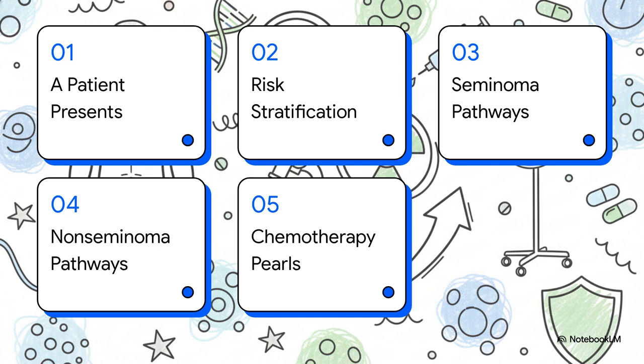So, here's our game plan. We're going to follow a patient case right from the beginning, figure out their risk, and then we'll explore the different treatment paths for seminomas and non-seminomas. And to wrap it all up, we'll hit some really critical chemotherapy pearls. All right, let's dive right in.